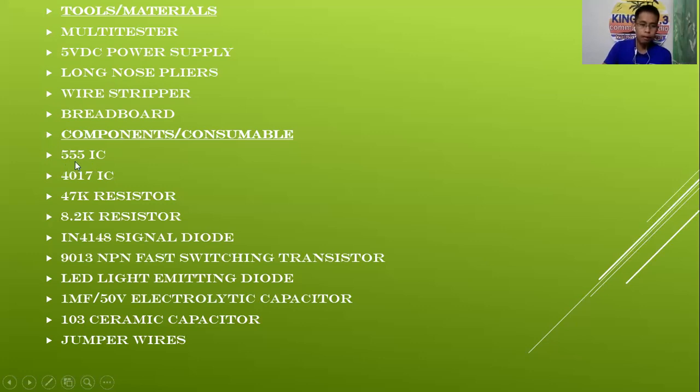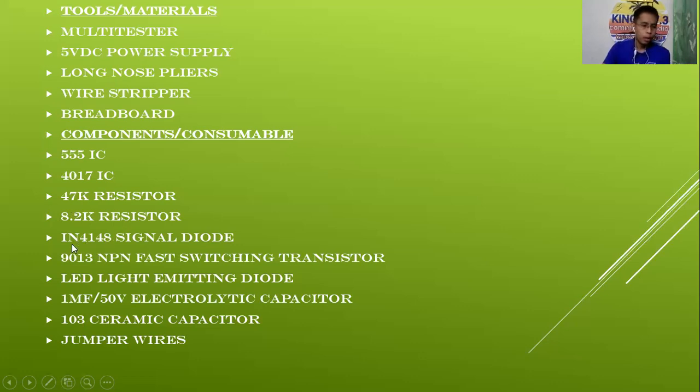We have a 555 IC. This is the timer IC that will make the pulse sent to the 4017 IC. The 4017 IC is the logic IC or the switching IC. And other components that support the timer IC: 47 kilo ohms, and for the output of the 4017, we have 8.2 kilo ohms resistors.